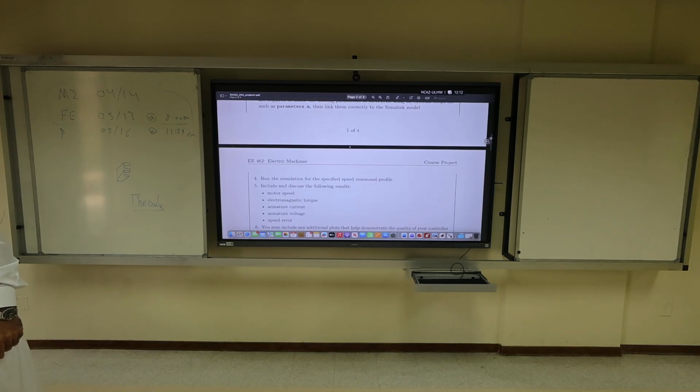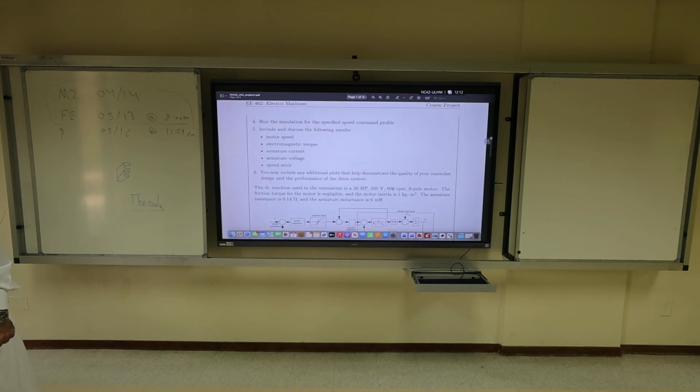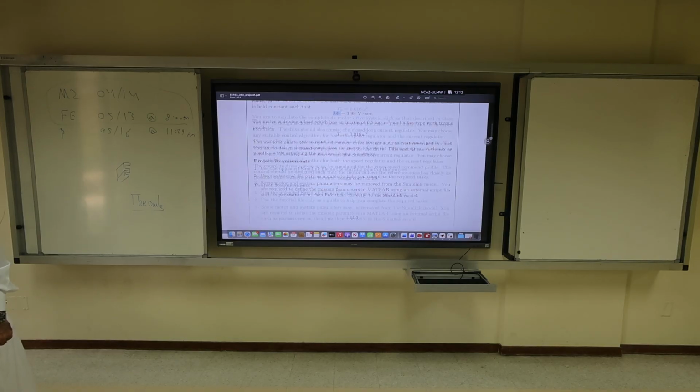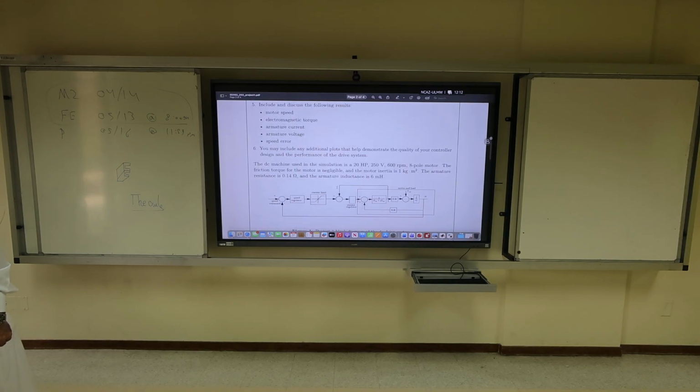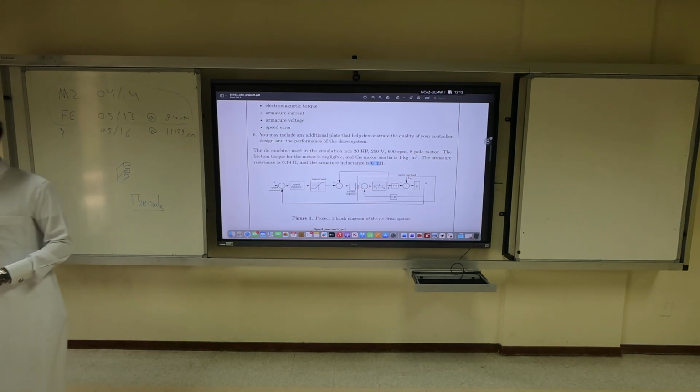It will be voltage times radians. So this K flux is a number already given to you. It's here, so you put it. The transfer function, what is J? Inertia. This is the inertia, 1. This is the resistance. This is the L. Okay? Get it? It's easy. Is it easy? So you just need to fill up these.